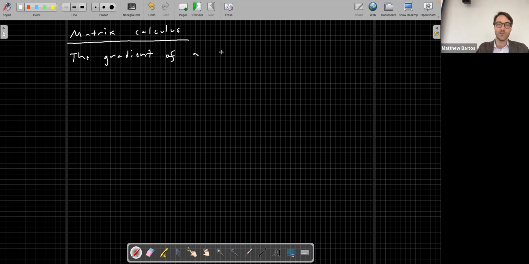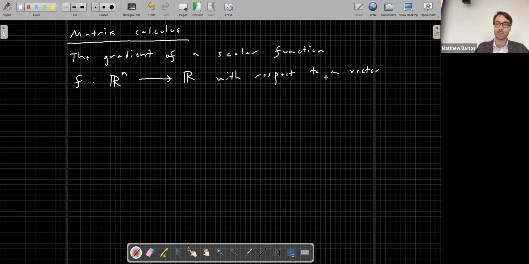Okay, the gradient of a scalar function, which we will call f, that takes us from Rn to R, the real numbers. So it maps us to a scalar. It takes us from our domain of vectors and it maps us to a scalar. The gradient of a scalar function with respect to a vector x in Rn is given by the following expression.